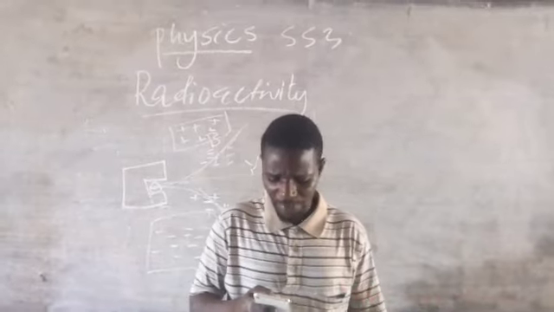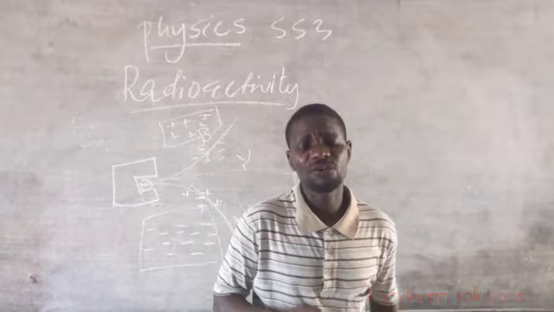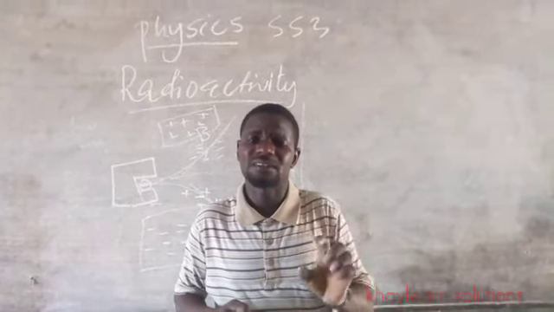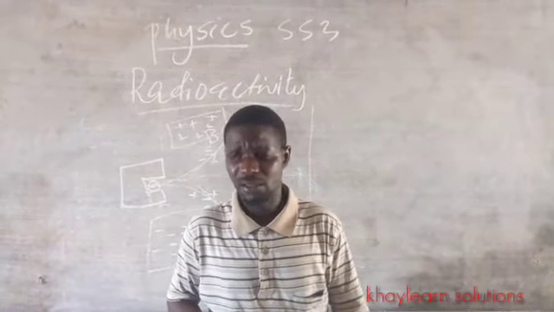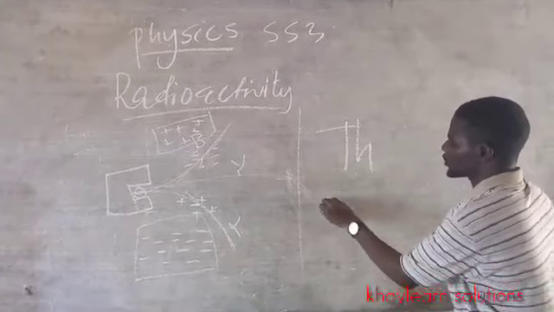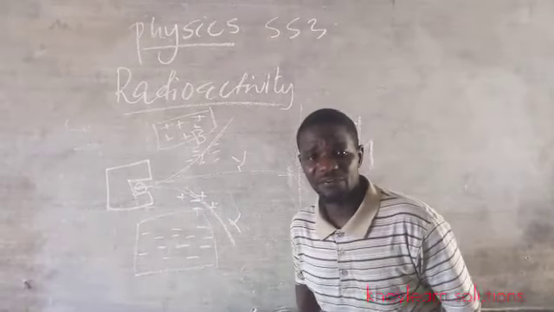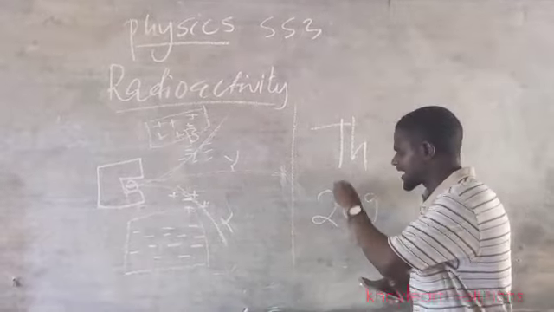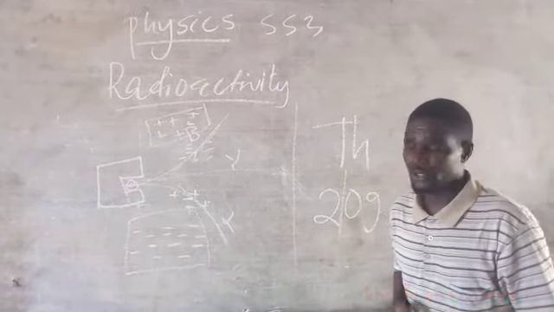Now, what we have again is the half-life of radioactivity. The half-life of radioactivity is the minimum time taken for half of a substance to decay and emit those particles. I hope you understand. Assuming you have 20 grams of thorium, the half-life of thorium is the time taken for 10 grams of thorium to decay.